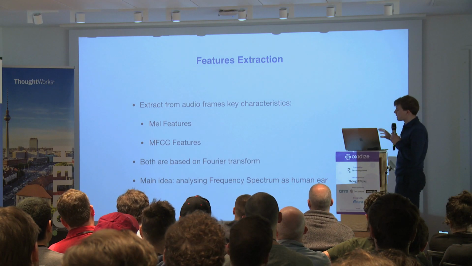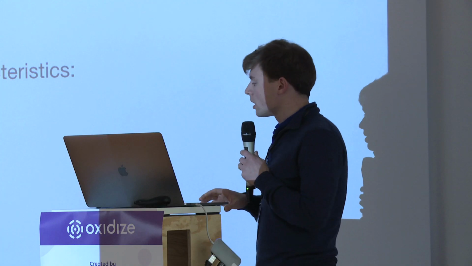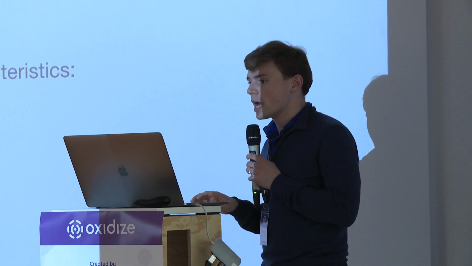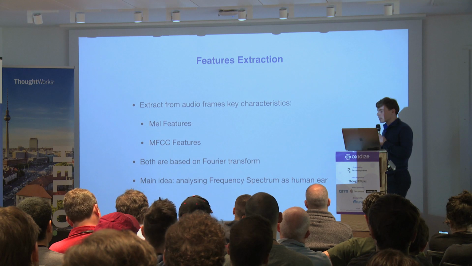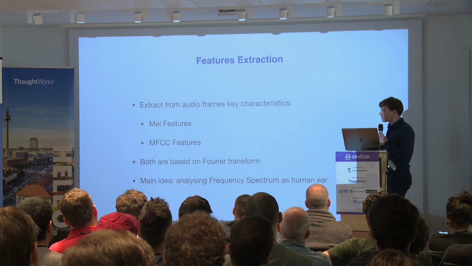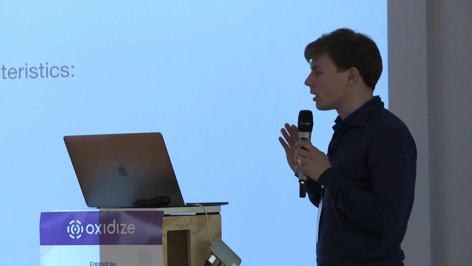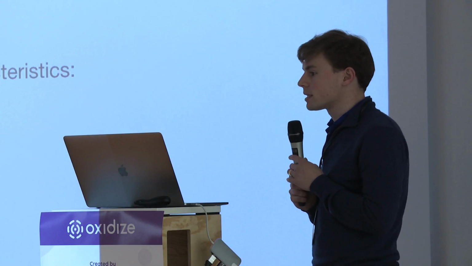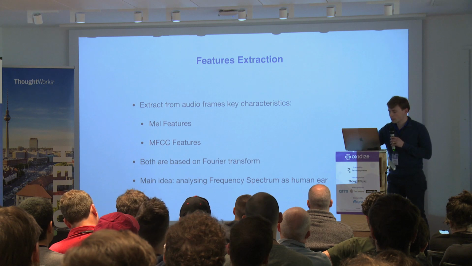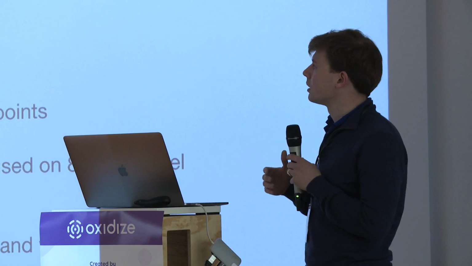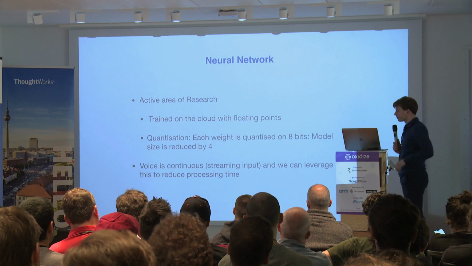How they work is that they take the energy on the frequency spectrum and apply filters and some matrix multiplication, and we get coefficients about what is happening. Then the neural network comes into action.